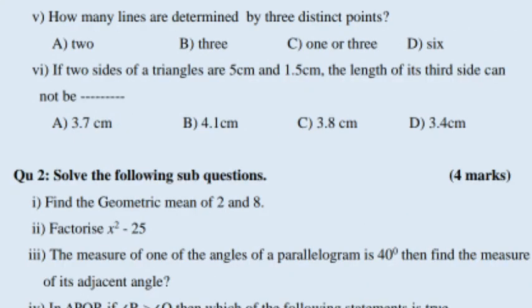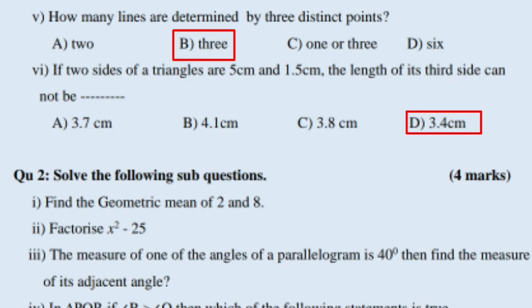Next question, question 5. How many lines are determined by 3 distinct points? Options are A, 2, B, 3, C, 1 or 3 and D, 6. And the correct answer of this question is B, 3. Now sixth question, if two sides of a triangle are 5 cm and 1.5 cm, the length of its third side cannot be. Options are A, 3.7, B, 4.1 cm, C, 3.8 cm and D, 3.4 cm. And the correct answer is D, 3.4 cm.